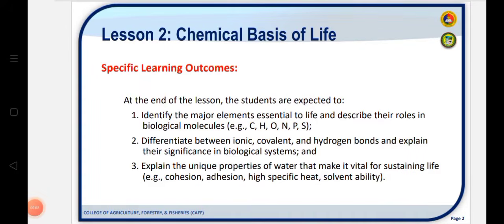Good day, everyone. So today we're going to discuss lesson 2, the chemical basis of life. In this lesson, we are expected to learn about the major elements essential to life and describe their roles in biological molecules such as carbon, hydrogen, oxygen, nitrogen, phosphorus, and sulfur. And then we're also going to tackle the difference between ionic, covalent, and hydrogen bonds and explain their significance in biological systems.